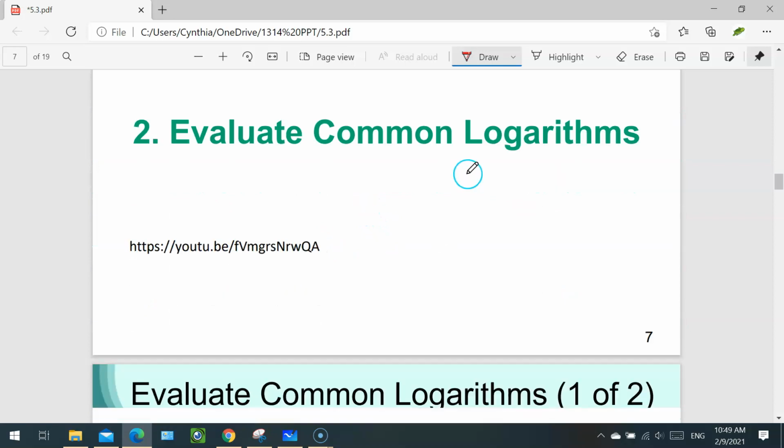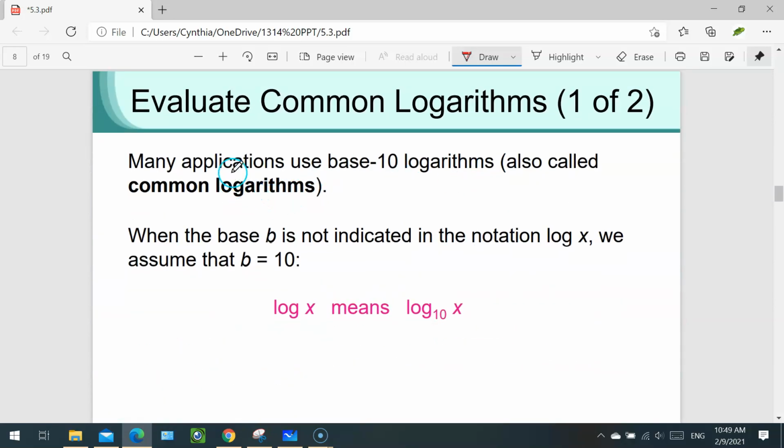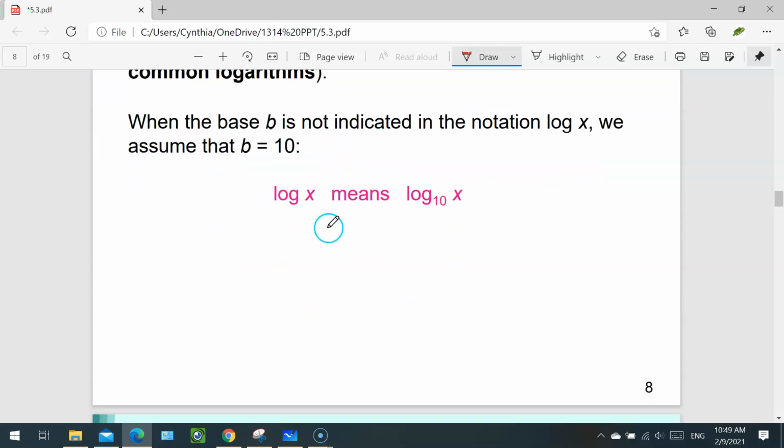Evaluate the common logarithm. Many applications use the base 10 logarithm. We call that a common logarithm. In other words, when you see only log x, with no base number, that means it has a common base of 10. So if you don't see the base, that means it's 10.